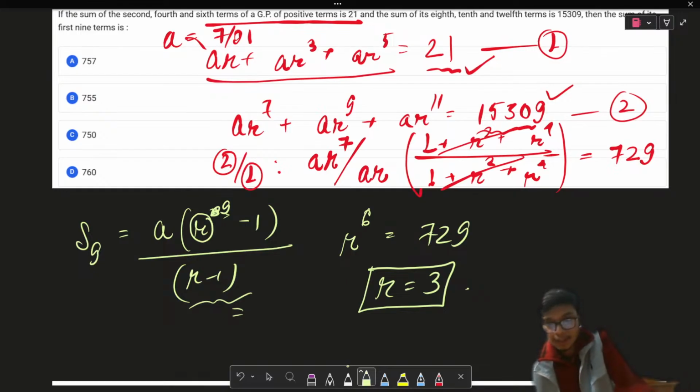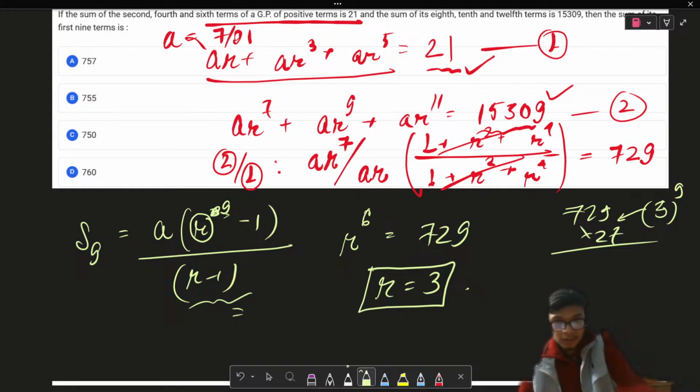Okay, so which is basically 729 into 27, and this is how you can approach 3 to the power 9. If you do that, you're going to get this result, right? So from here, the answer you will have for the sum of the 9 terms is going to be 757. That is option number A, 757.